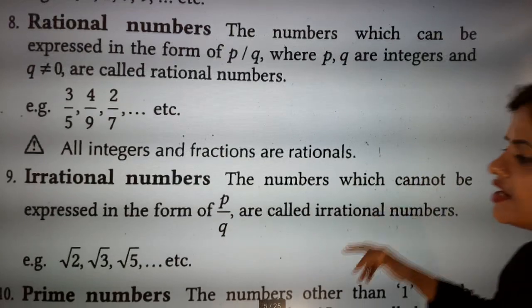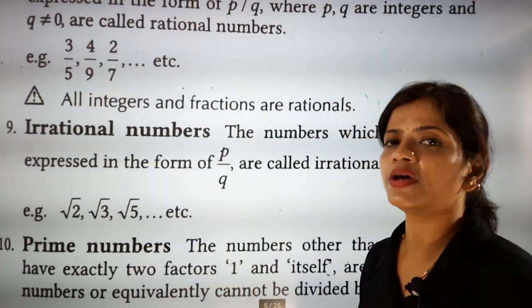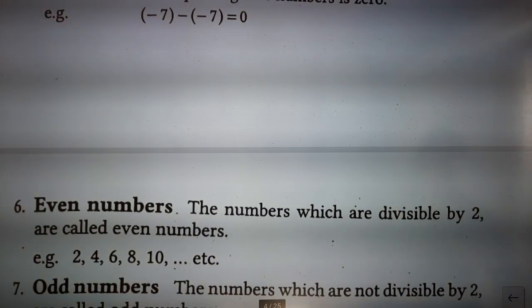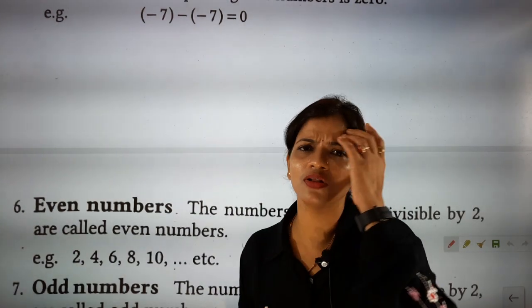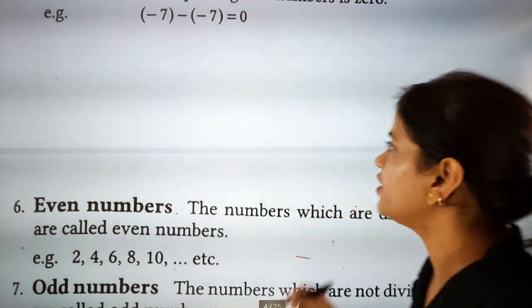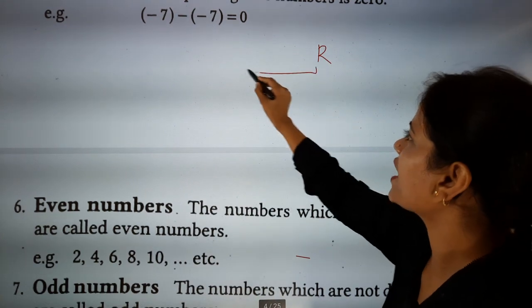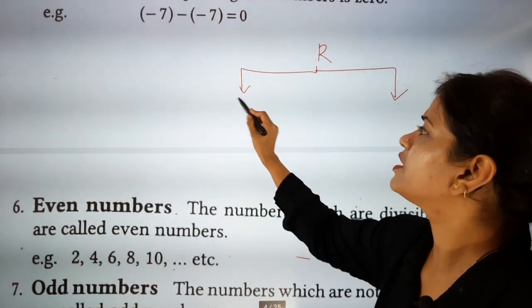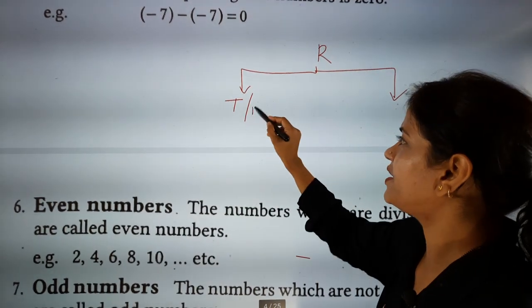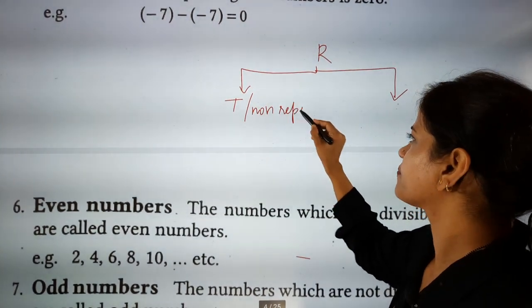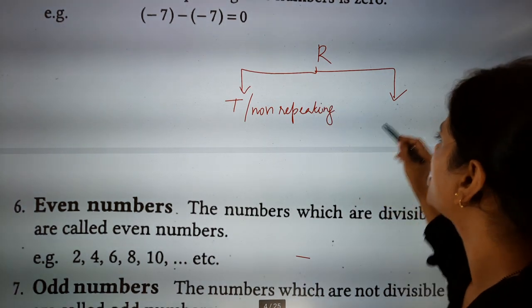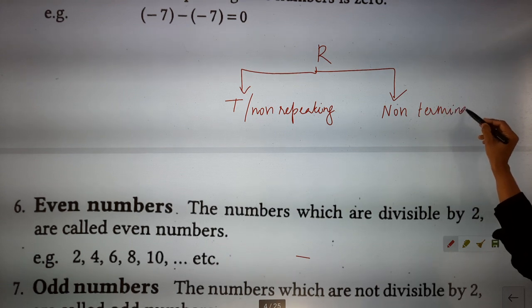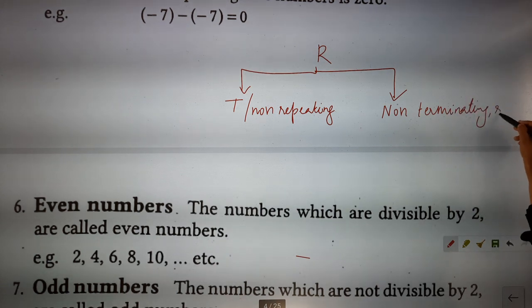Now you have to understand the difference between rational numbers and irrational numbers. Rational numbers are of two types. You have to understand this difference, because in competitive exams this confusion comes very often. Rational numbers can be terminating, and non-terminating and repeating.